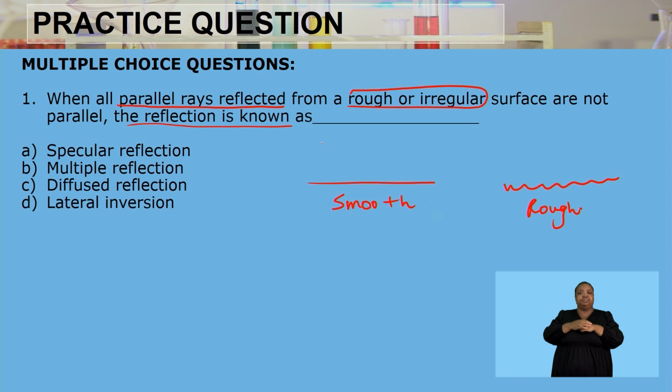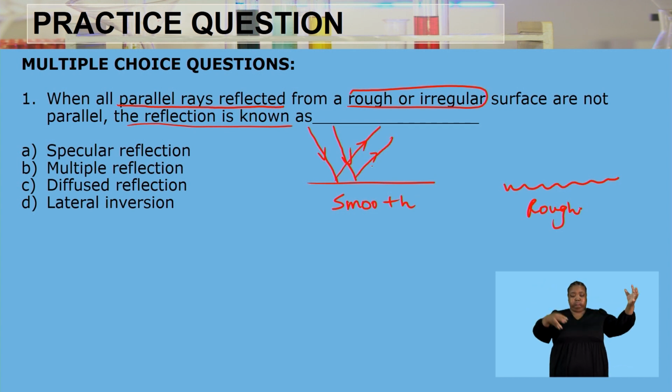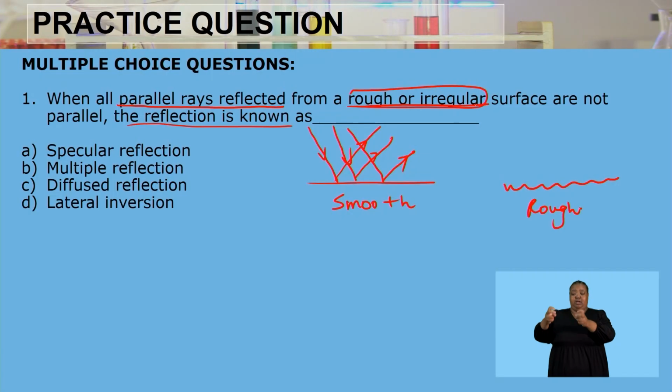So when the light rays are reflected off either one of these two surfaces, the reflection is known as what? Now, if we have a smooth surface and the incident rays are coming and striking the surface, they're going to be reflected parallel to each other. And the reflection that you're going to be getting here is going to be a clear reflection, or rather a specular reflection. So that means if it's on a rough or irregular surface, it cannot be a specular reflection, because that is a clear picture that we are seeing from a smooth surface.